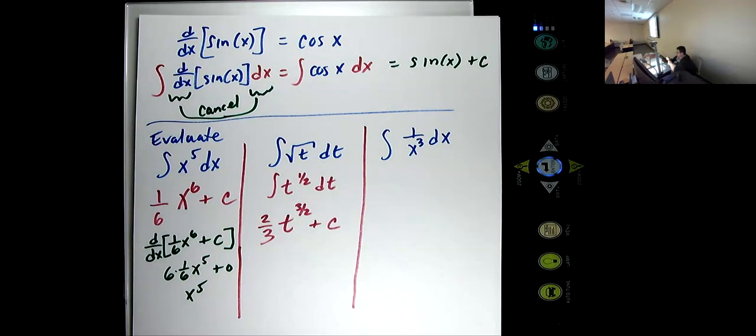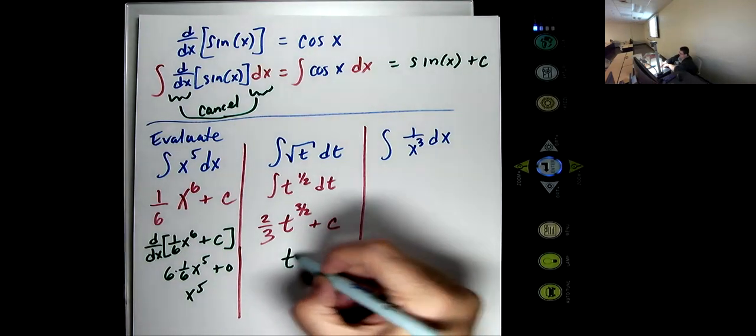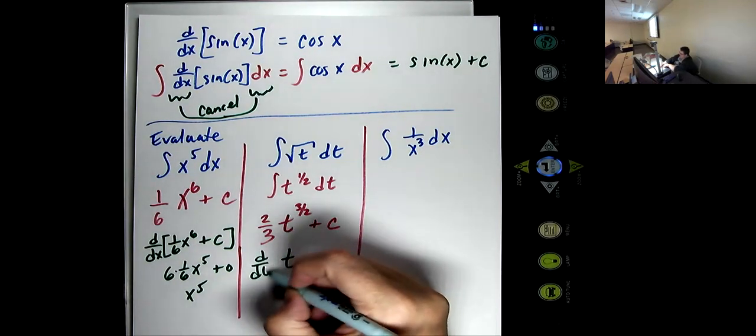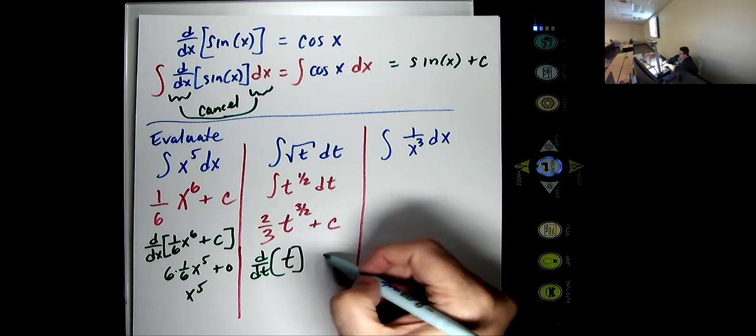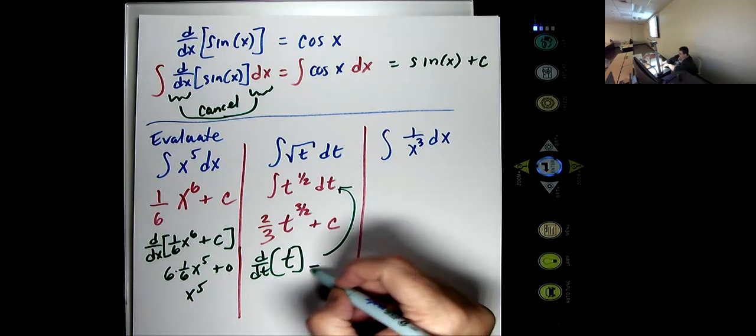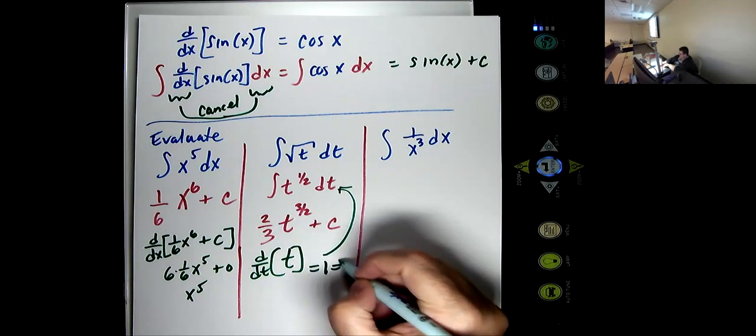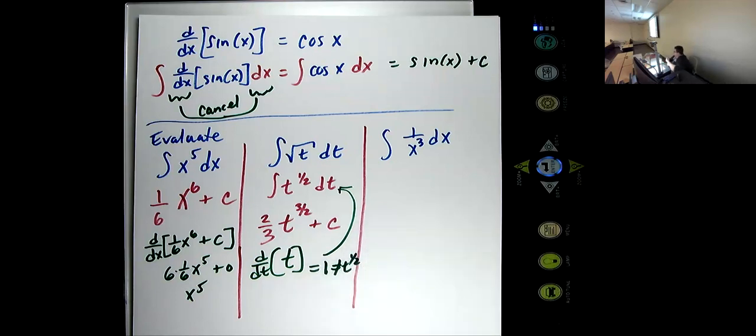Now, the way you can check, like the professor said, is it just t? Well, take the derivative of t and see if you get back what you started with. You get 1, which is not t to the 1/2. So you can tell by doing a check.